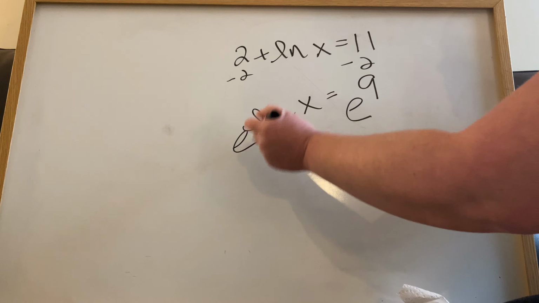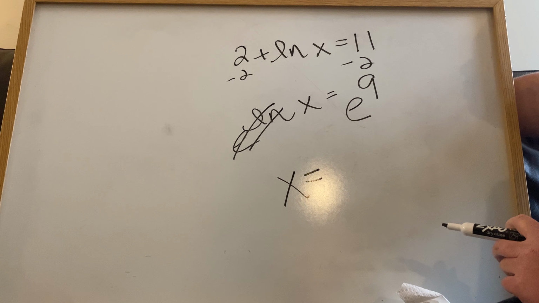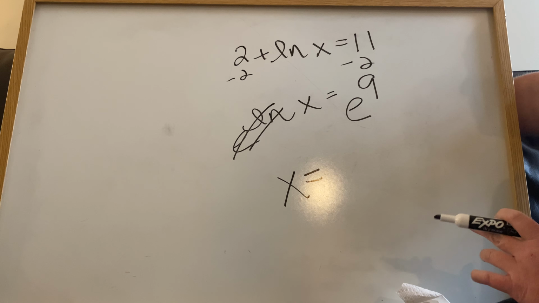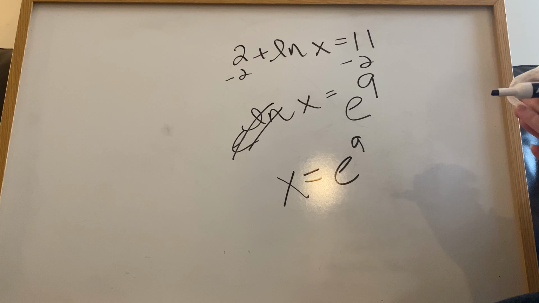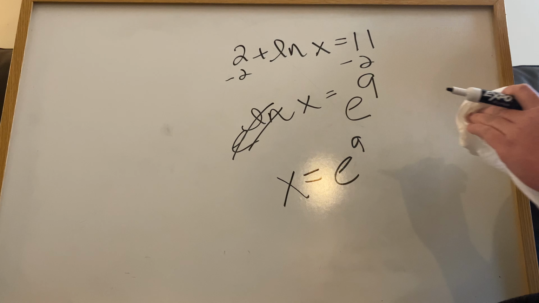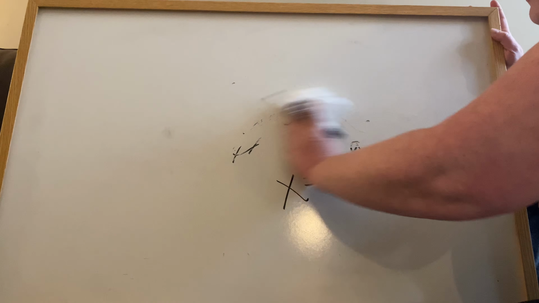And then this is an irrational sort of crazy decimal. I do not want the irrational crazy decimal. Just leave it e to the 9th power, and that would be your answer. So let's see. I'm going to go across, I think, not down.